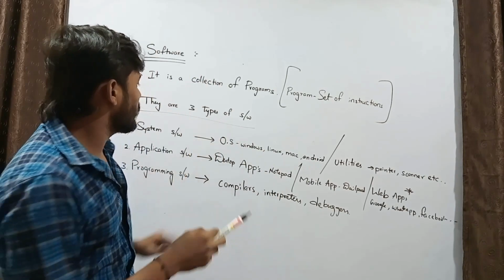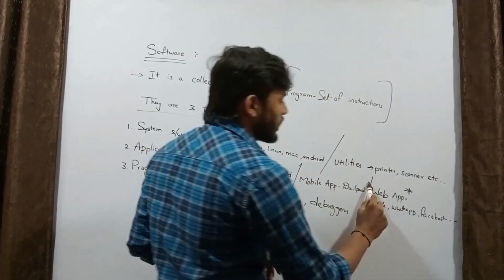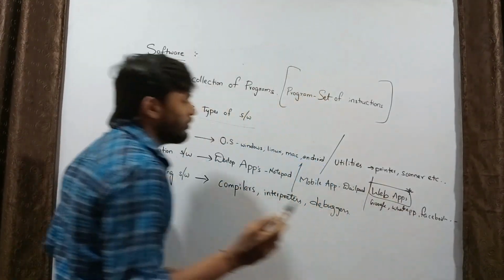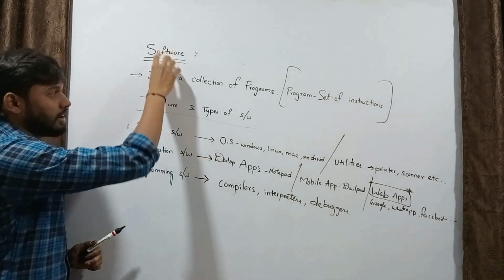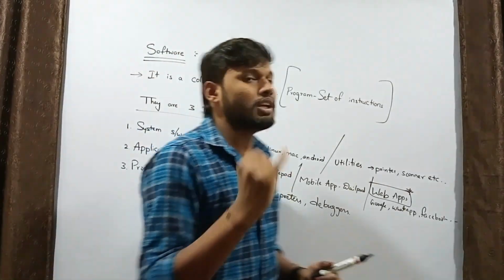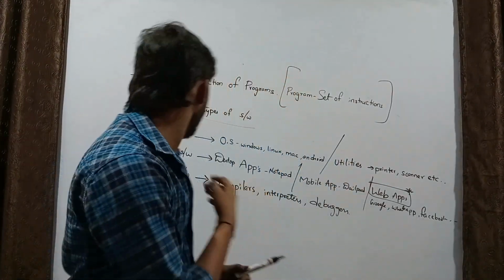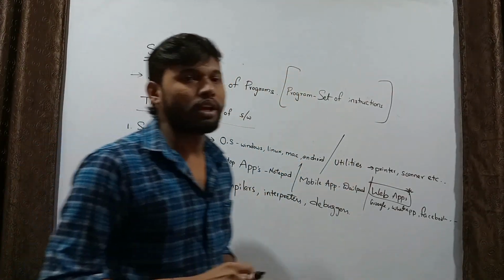Most of the time we work with web applications. So now we have the picture: software is nothing but a collection of programs, and software has three types. One is system software, second is application software, and third is programming software.